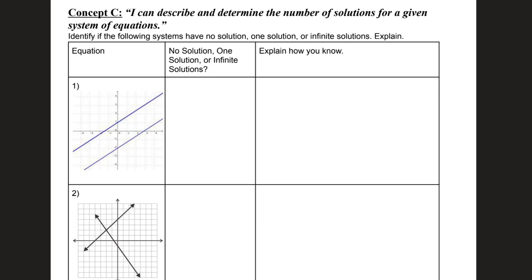All right, so now let's look at concept C. I can describe and determine the number of solutions for a given system of equations. Identify if they have no solution, one solution, or infinite solutions. So for the first equation, remember the solution when graphing is when the lines intersect. Well, these lines are parallel, so that means they're going to have no solution. And the reason I know is because the lines are parallel, so they won't intersect.